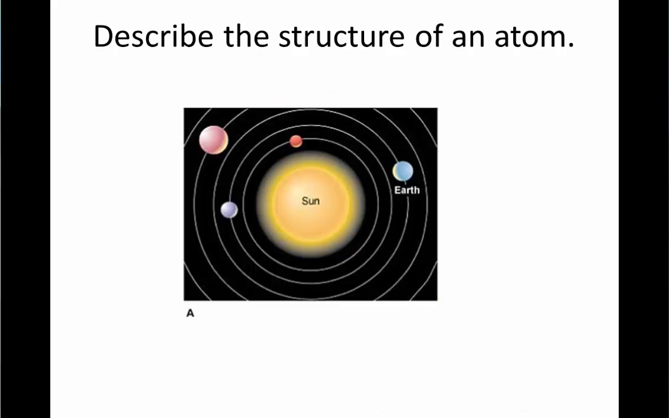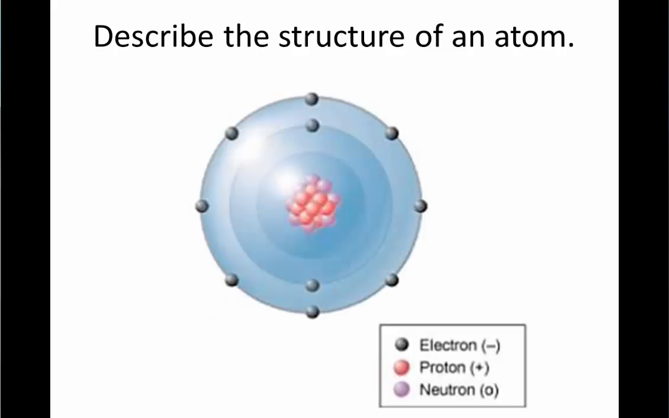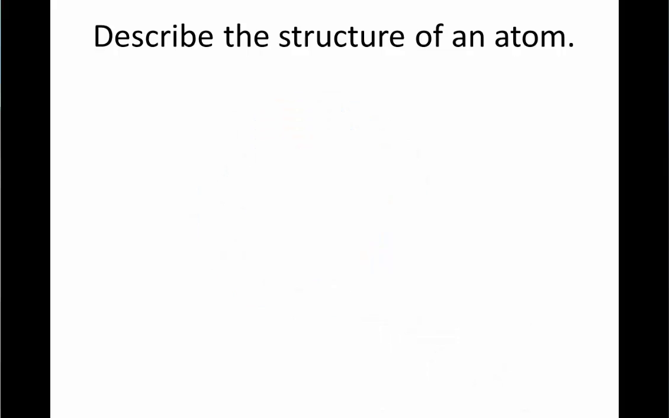The analogy that you often hear made is that it's similar to a solar system where the sun is analogous to the nucleus, and then moving around the sun we have the planets. And so within the nucleus of the atom we have the protons that are positively charged, neutrons that have no charge, and then the planet analogy here are the electrons that are negatively charged moving around in the orbits.